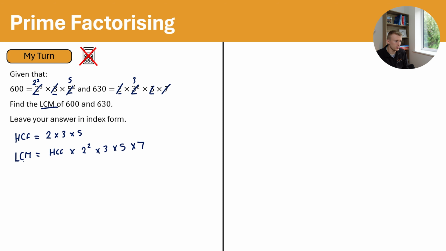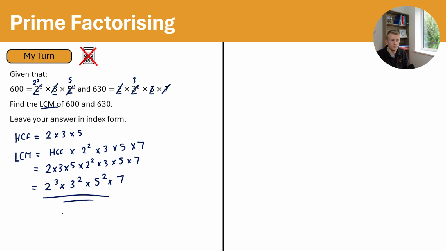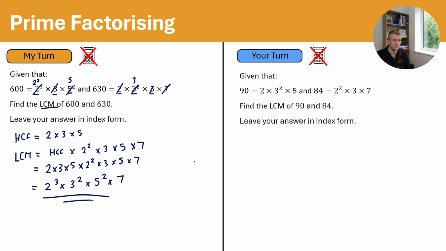So this gives me this line. The lowest common multiple is the highest common factor multiplied by all of those factors which were left over. And I can then rewrite the highest common factor as 2 multiplied by 3 multiplied by 5. And I'll quickly rewrite what I have put here. And then I can collect together my prime factors that are the same. So I've got 2 multiplied by 2 squared to give me 2 cubed. And I've got 3 multiplied by 3 to give me 3 squared. And I've got 5 multiplied by 5 to give me 5 squared. And I also have this 7. Now that's going to be a very, very large number, but it says leave your answer in index form, so this is fine. Pause the video and give this question a go. Okay, let's go through it.